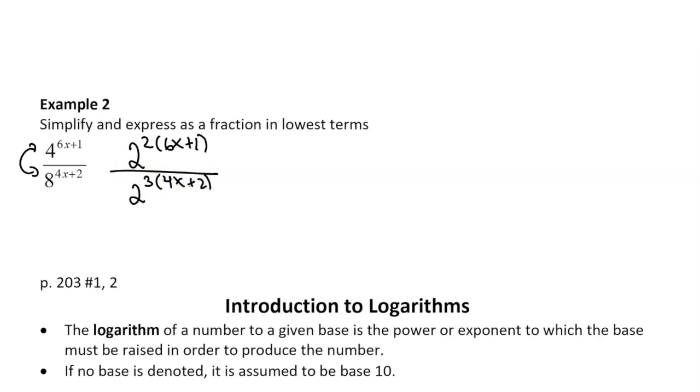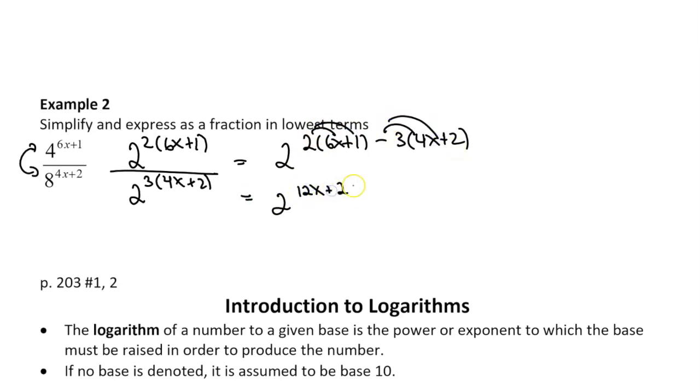And based off of that, if we're dividing and they have the same base, then we can subtract the exponents from each other. So we could say this is equal to 2 to the power of 2 times 6x plus 1 minus 3 times 4x plus 2. And let's distribute. We get 12x plus 2 minus 12x minus 6. And as weird as it is, the 12x's cancel out, and we'd be left with 2 subtract 6, which would be 2 to the negative 4.